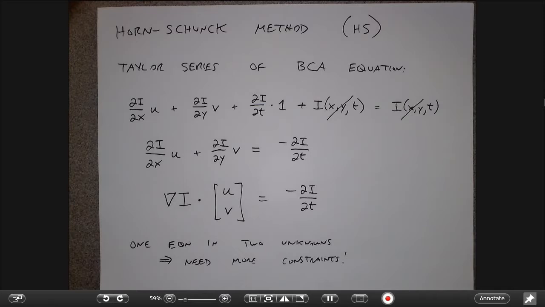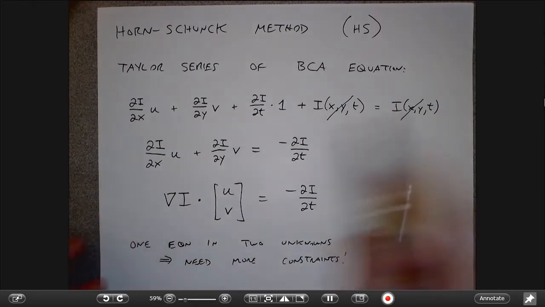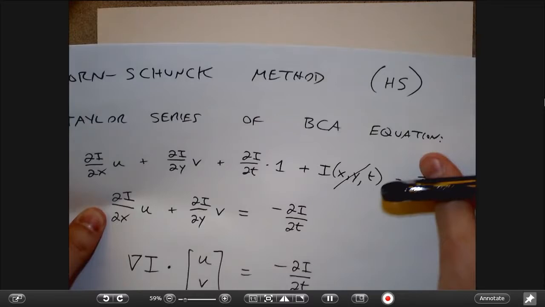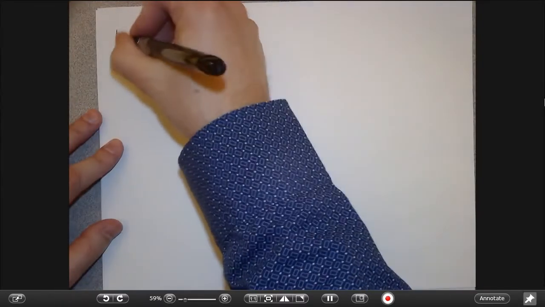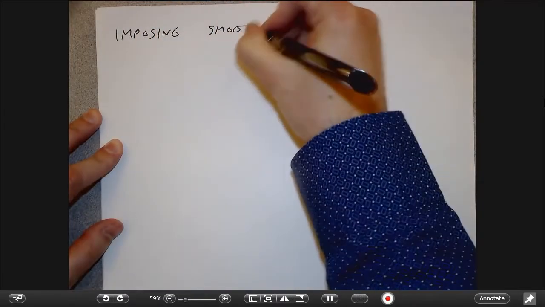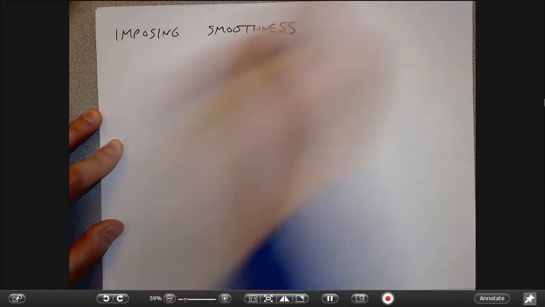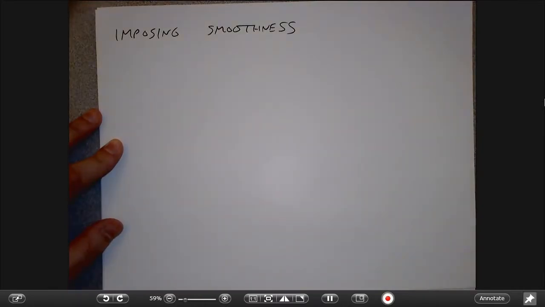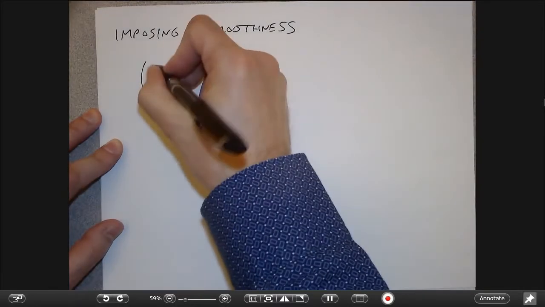And so that means, what is our other constraint going to look like? Well, one thing that we might want to do is impose smoothness. We might want to minimize something like this.